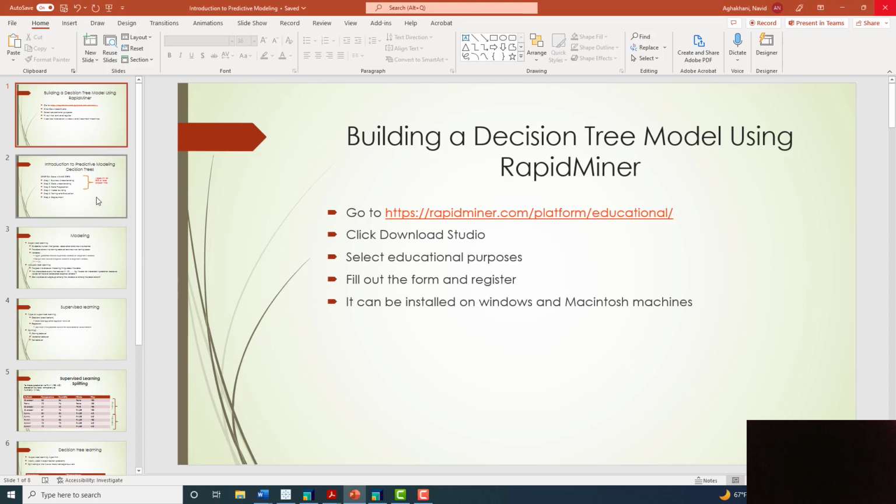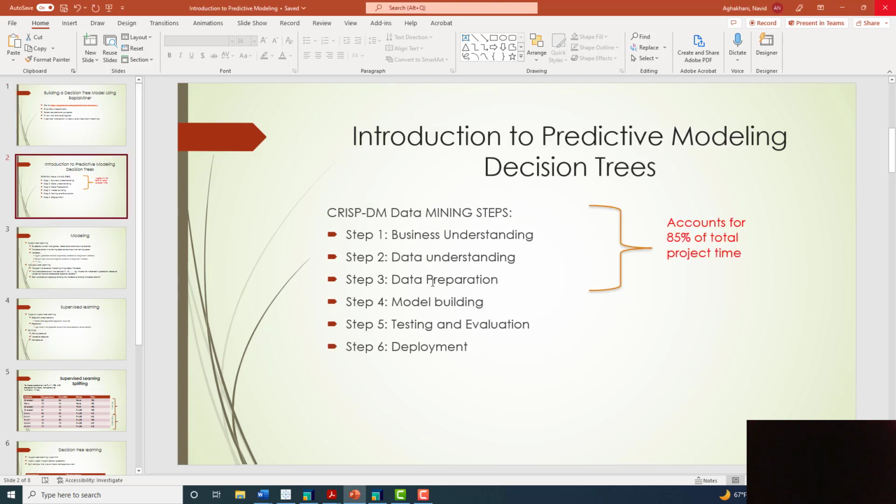All right, to begin with, there are 5 steps involved in building a machine learning model. It applies to any type of model. I have a decision tree model here, but it applies to any data mining process and machine learning process.